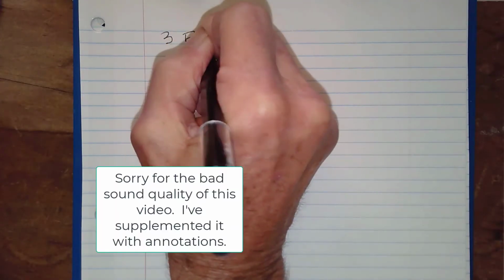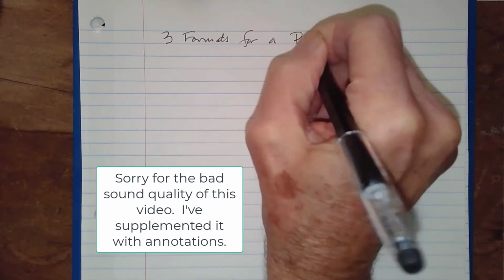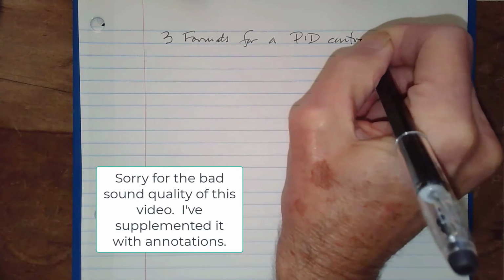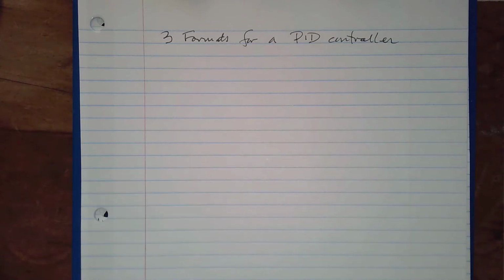Here's a title, three formats for a PID controller, which of course is the most used controller in industry. A discussion of this can be found in chapter 9 of my book, Control Systems Engineering: A Practical Approach.